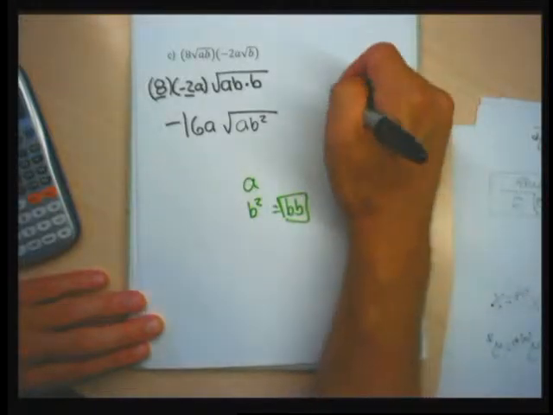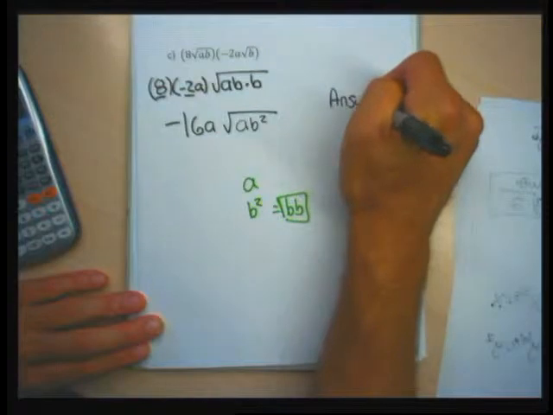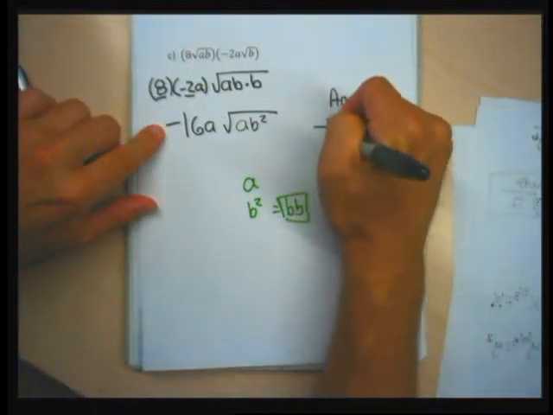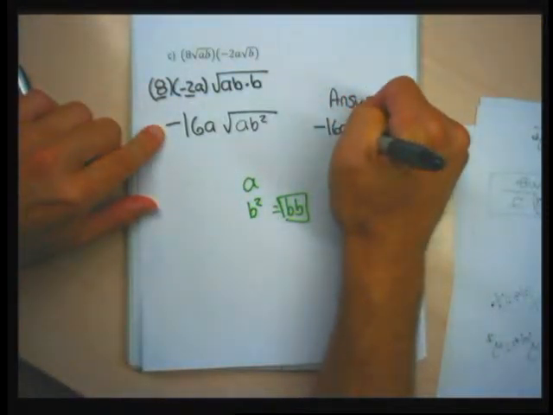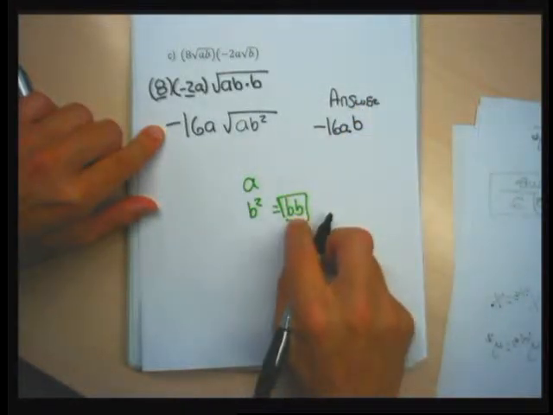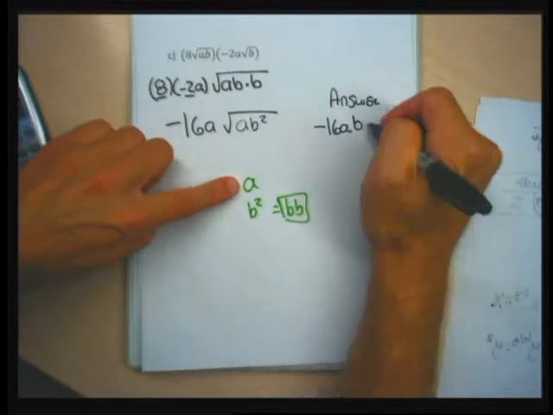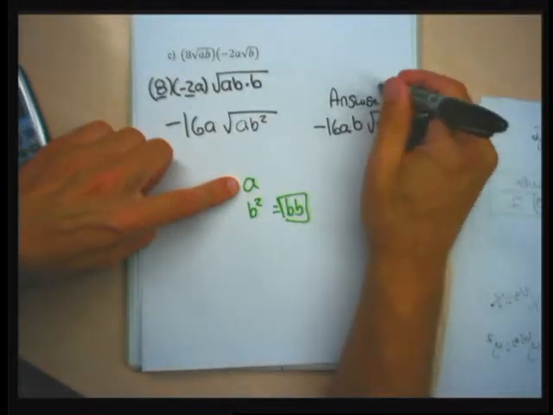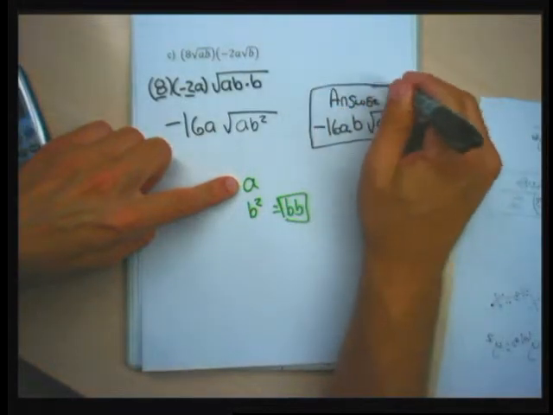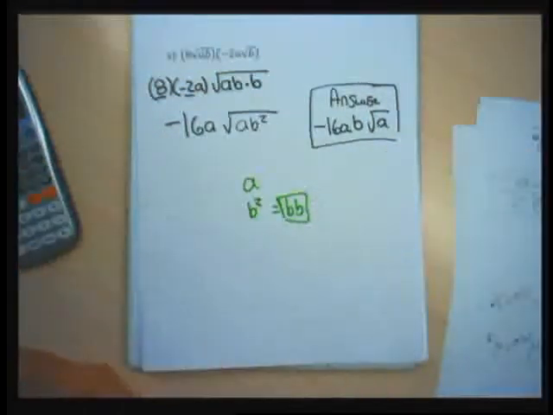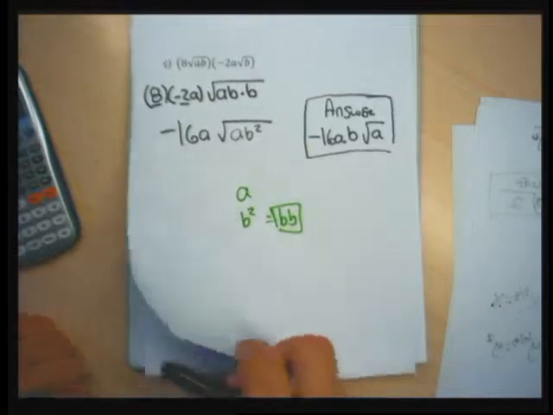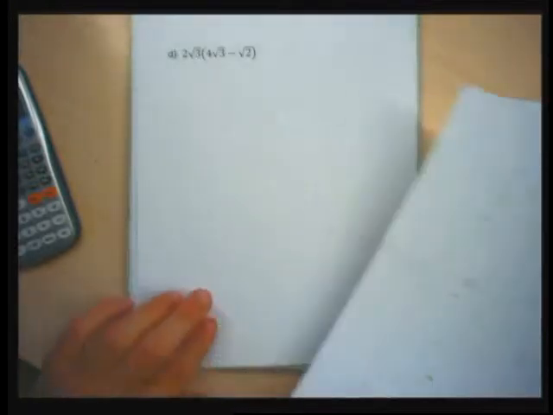So for an answer to this problem, I already have a negative 16 and an a to the left of the radical before I reduce the radical. When I reduce the radical, I'm going to get a b outside the radical, and this a is going to be under the square root symbol or under the radical. So for an answer to part C, I'd write negative 16ab times the square root of a.